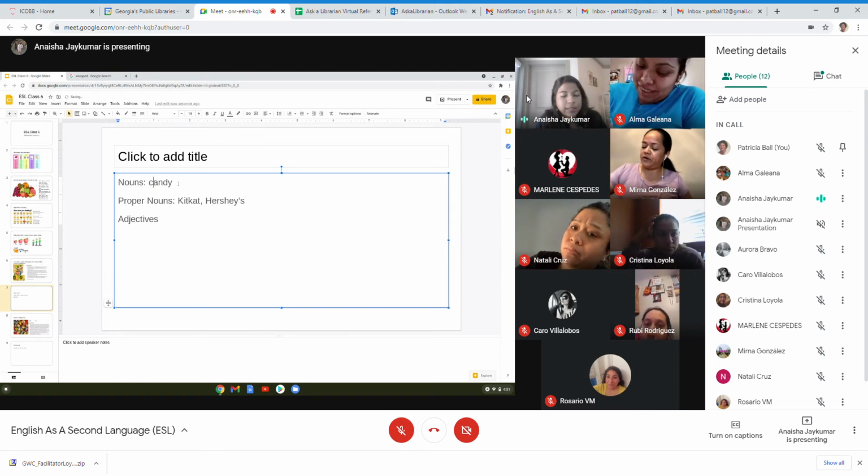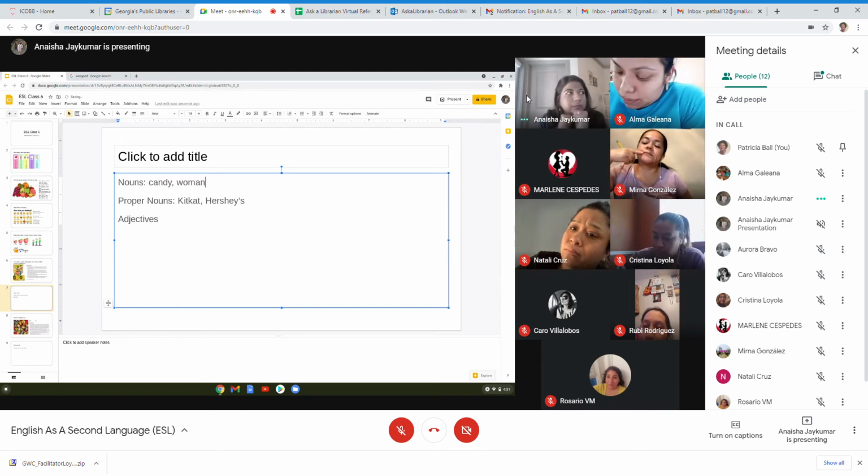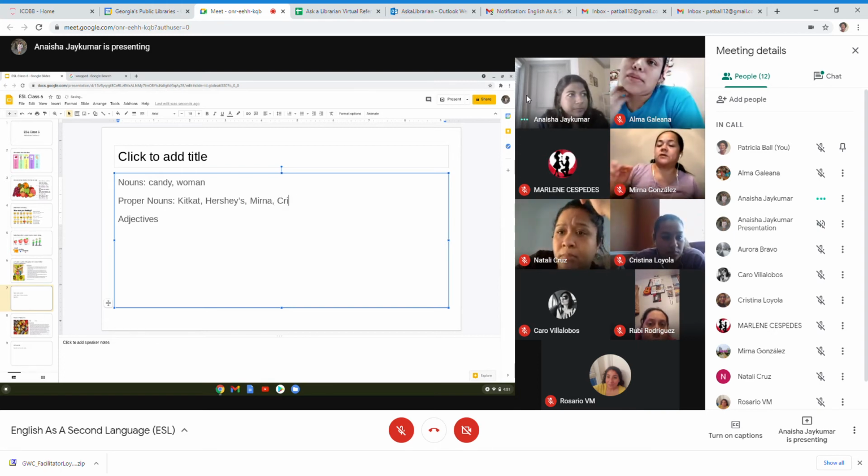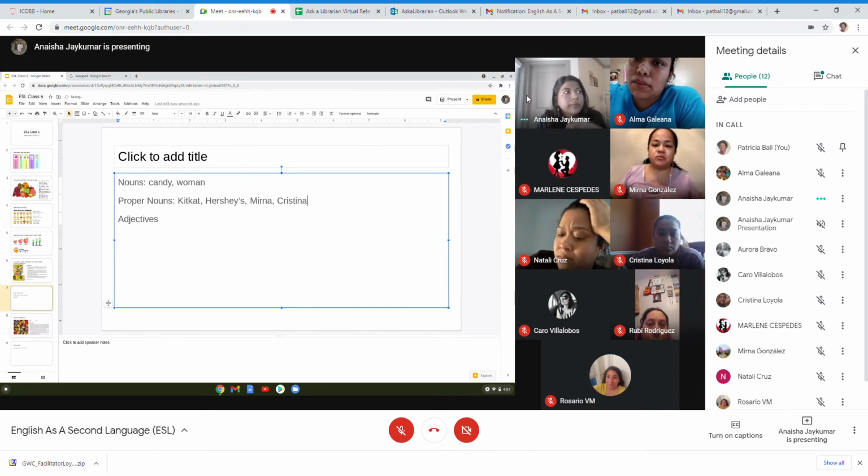So let's say another example. A noun is a woman. But if I give that woman a name, like Christina, it is a proper noun. Okay. So Tiffany Haddish, that is a proper noun.